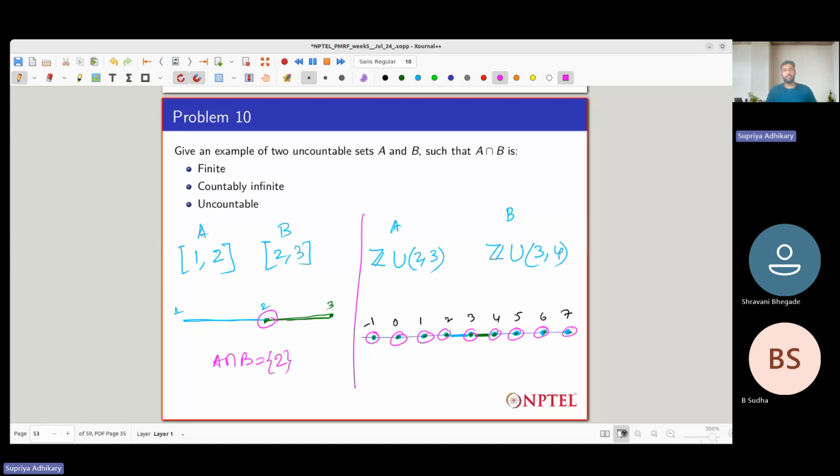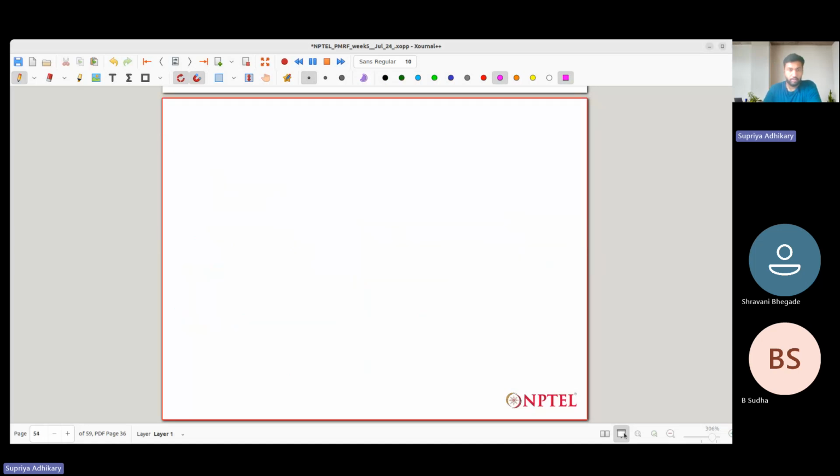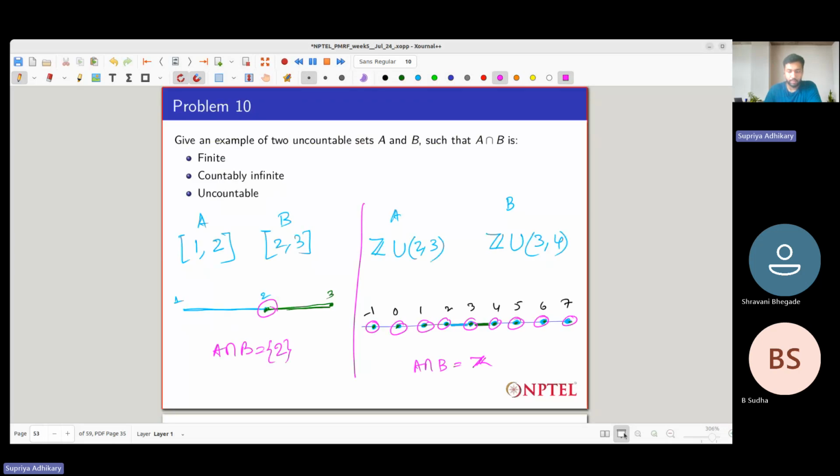These two open intervals don't have any common elements. Therefore, the intersection of these two sets will only be equal to the set Z, which is definitely a countable set, an infinite set. Now, for the third one, we have to find an uncountable set.